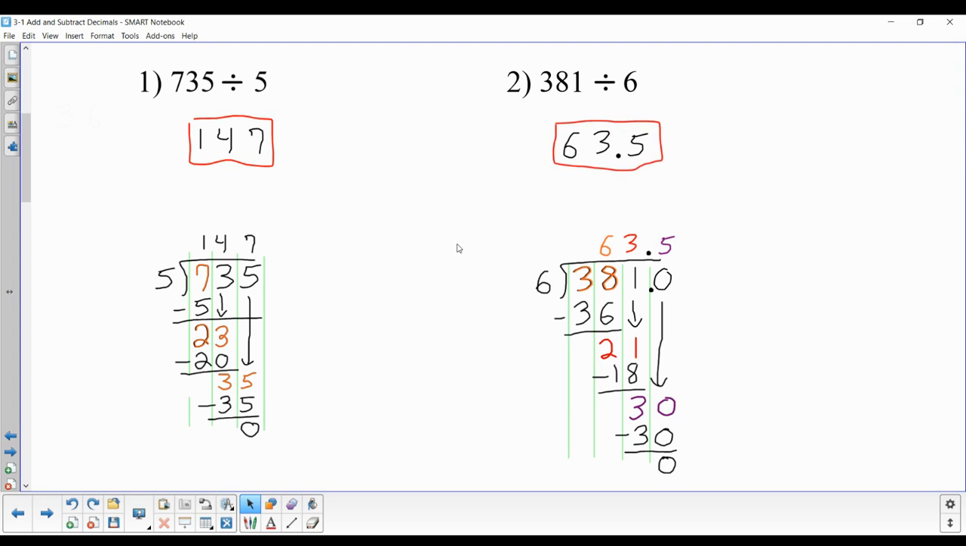And that is how you divide using long division with single digit numbers. Thank you.